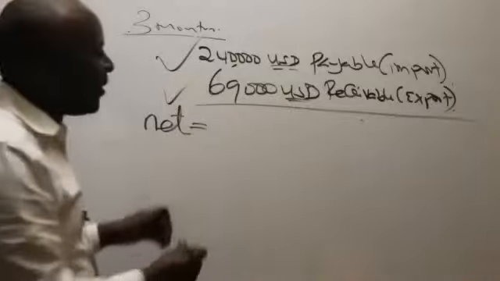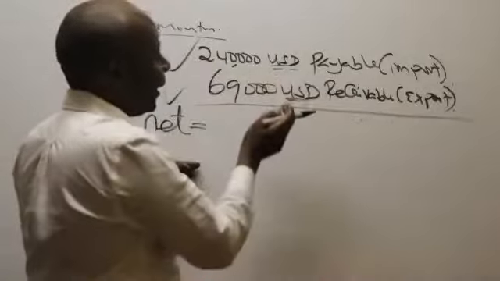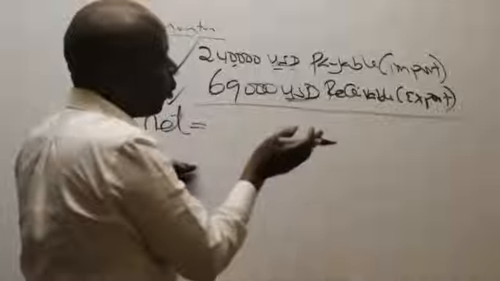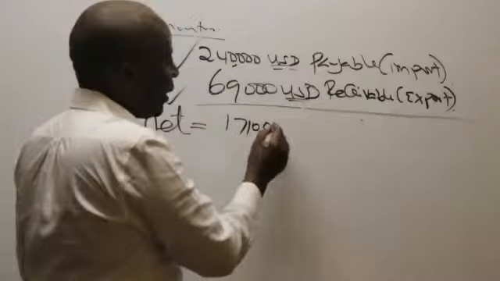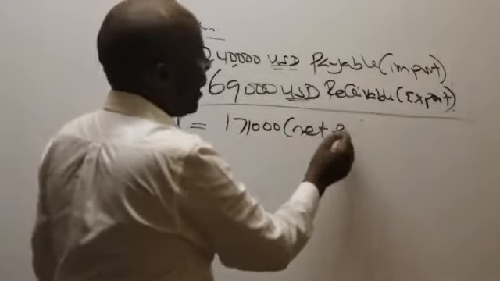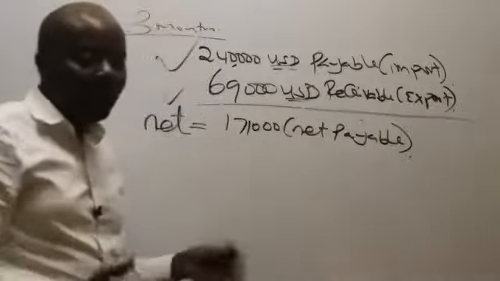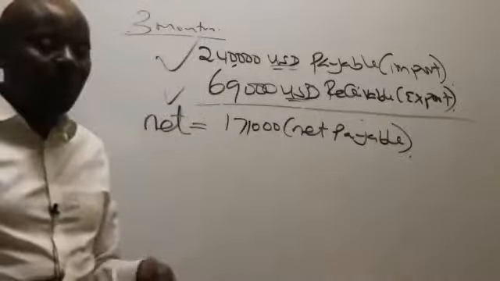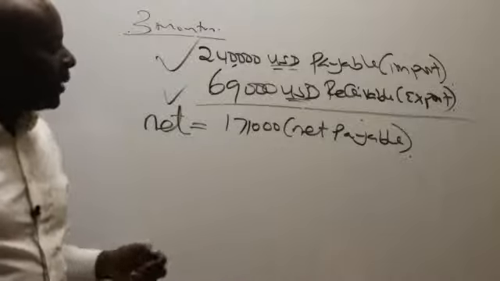So that's about 171,000. You know, because they are opposite. The payable is minus. It's a cash outflow. So minus 240 plus 69, wanasema ni 171,000. And it's a net payable. Why am I saying it's a net payable? Because the payable is bigger. It's a net payable. Thank you very much.